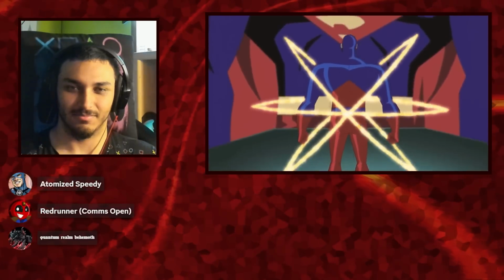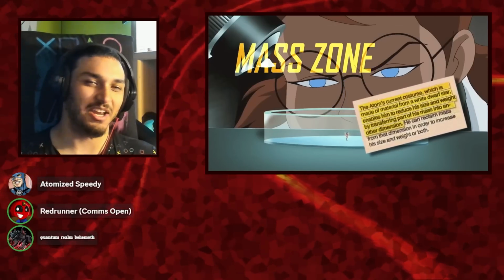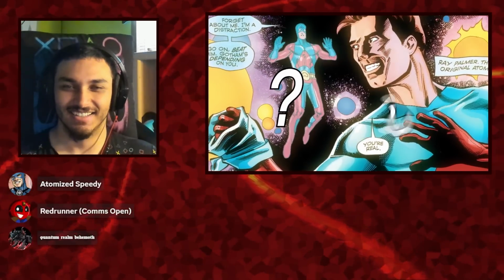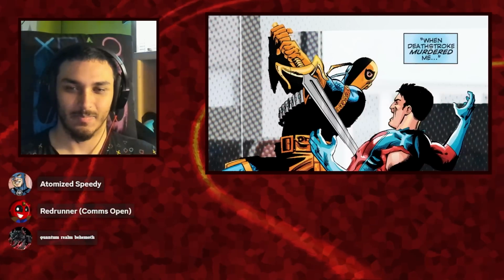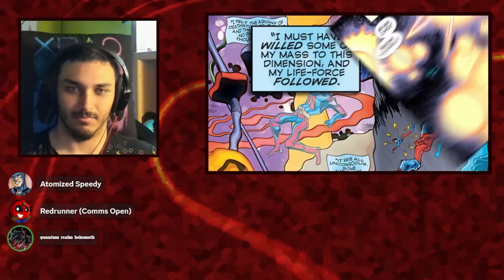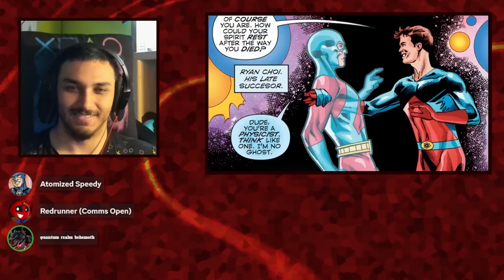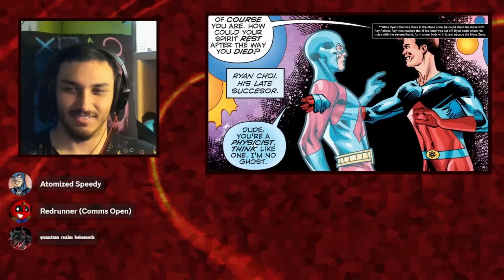When Adam shrinks and shifts his weight, his extra mass picks up a dimension called the mass zone, where Adam could maybe live forever. At one point, Ray's apprentice Ryan Choi was murdered by Deathstroke, but willed some of his mass to the mass zone and was able to survive in that dimension. So these guys could potentially cheat death, but would be stuck there without any outside help.